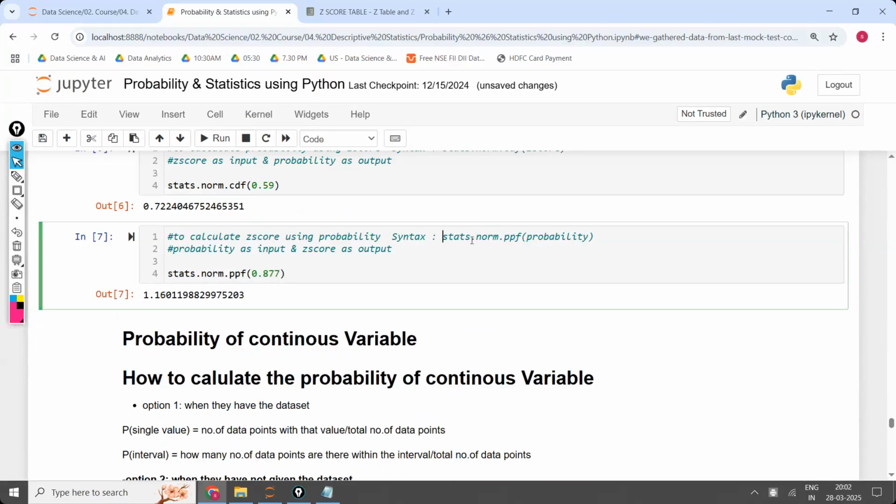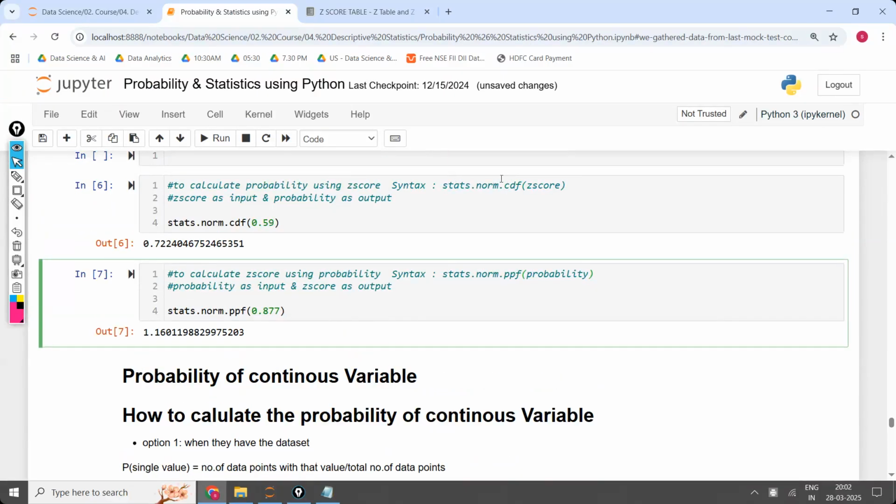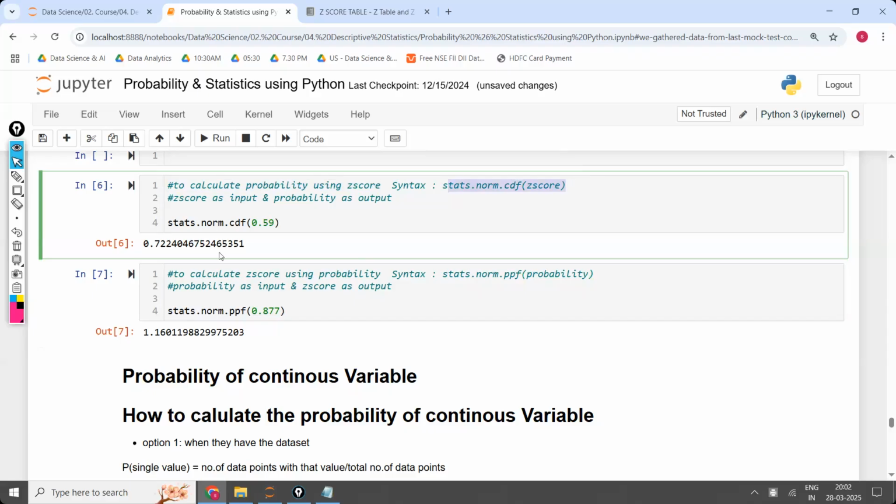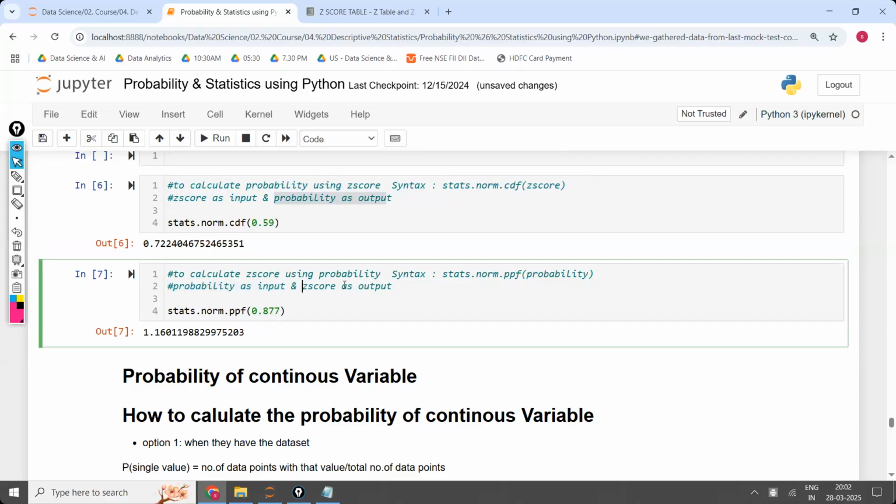So within the stats.norm.ppf, inside that what you have to provide? Probability. In the CDF, what you have to provide? Z-score. If Z-score is the input, what is the output? Probability. If probability is the input, what is the output? Z-score. That was given, this will be calculated. This was given, that will be calculated. Clear, guys? Yes or no?